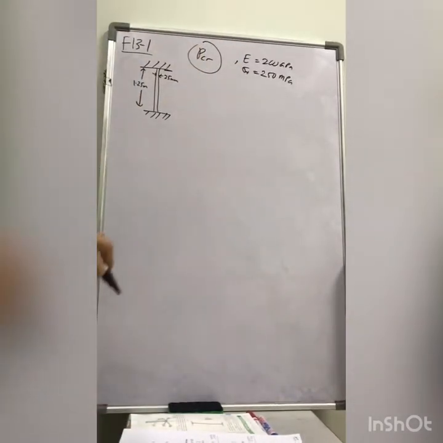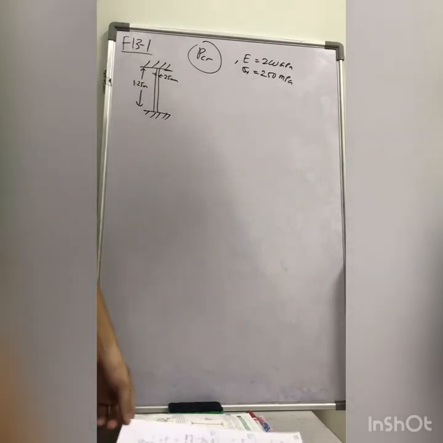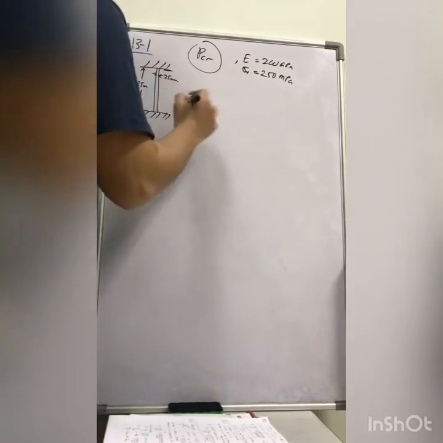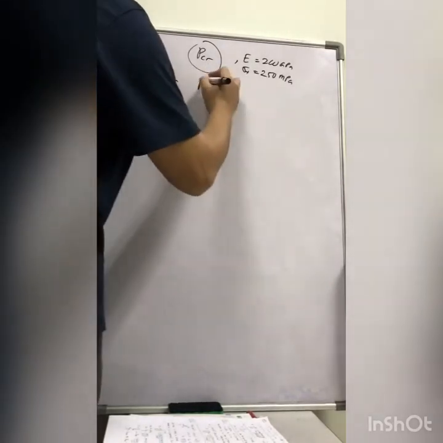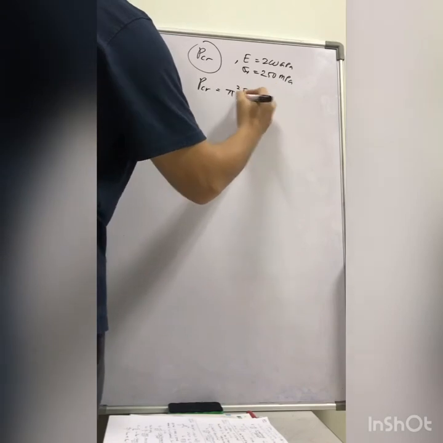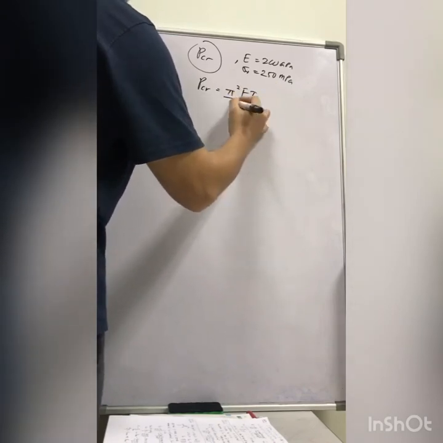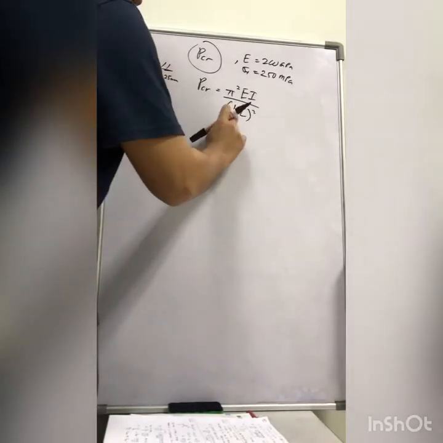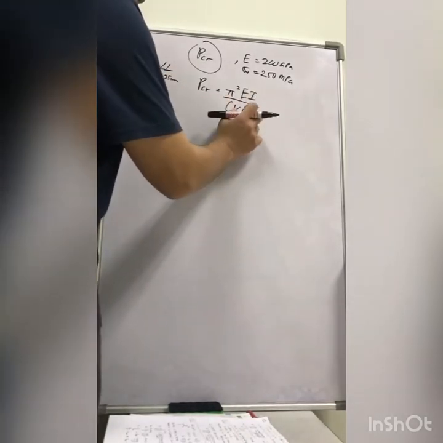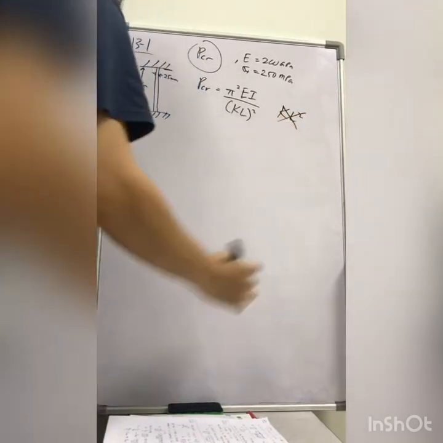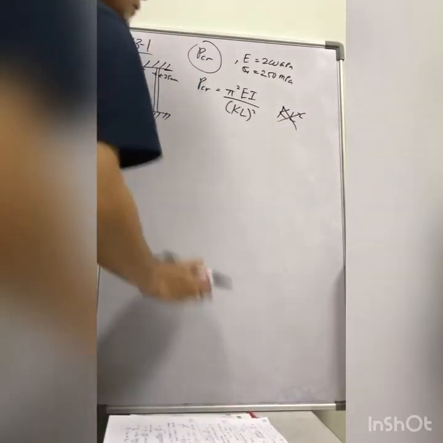So what is the formula for this? The critical load formula is P critical equals pi squared E I over (K L) squared. Remember this: both K and L are squared. Writing K L squared is wrong, super wrong. Don't do that.